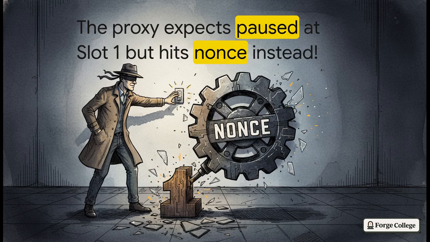Think of a proxy contract like someone stumbling around a pitch-black room. They were told, hey, the light switch, our paused boolean, is exactly one step inside the door. But if you go and move the furniture between version 1 and version 2, they are absolutely gonna stub their toe. The proxy reaches into slot 1, expecting a simple true or false, but it grabs a massive nonce number instead. Suddenly, boom, authorization checks fail, or even worse, the whole thing just silently breaks.